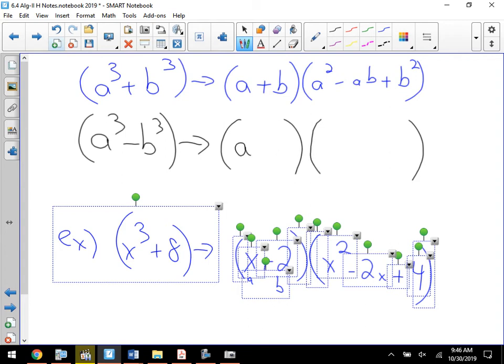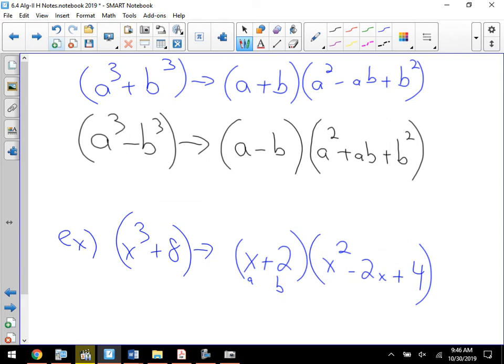It's always the same sign to start. A squared, opposite sign, and it's always positive at the end. Okay? The only sign that changes is when you get to the trinomial. That's when it becomes the opposite. Okay?